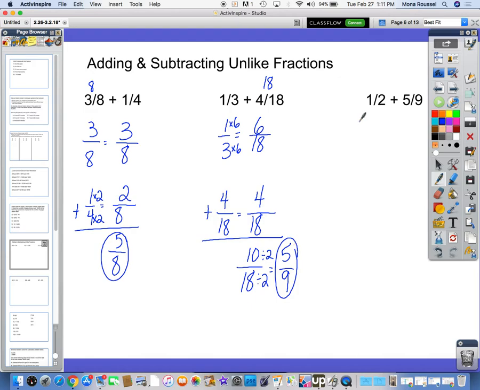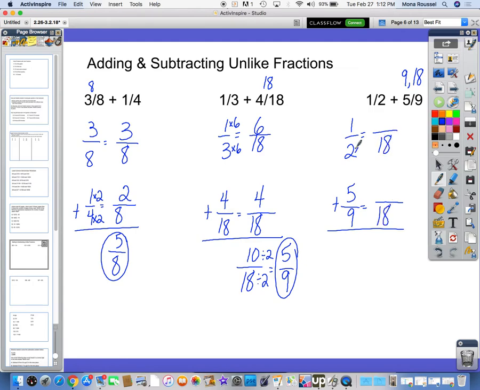In the next example, we have 1/2 plus 5/9. Again, the denominators are different, so first thing we'll do is find the least common denominator. We will list the multiples of 9 until we find something that 2 can go into evenly. First multiple of 9 is 9. 2 cannot go into 9 evenly. 9 times 2 is 18. So we see if 2 can go into 18 evenly, and it can, so 18 is the least common denominator.